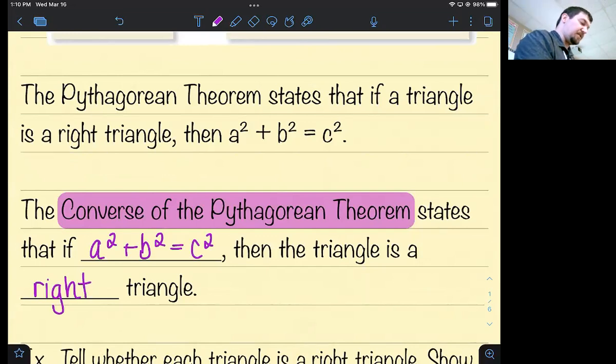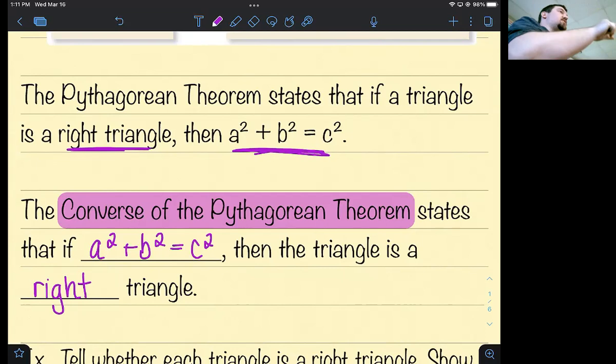So switching around these two important things, right triangle, a squared plus b squared equals c squared. And now we're going to say today that if a squared plus b squared equals c squared, then you have a right triangle. The Pythagorean theorem is a theorem in which the converse of the theorem is also true. That's not true for every mathematical statement, though.